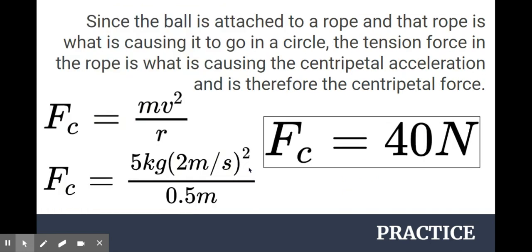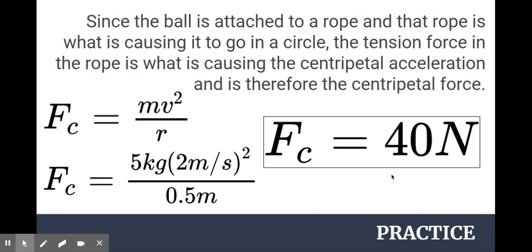So, since the ball is attached to a rope, and it's the rope that's causing it to go in a circle, then that tension force that's in the rope is what's causing the centripetal acceleration. Therefore, tension is the centripetal force, all right? So, if we take our centripetal force equation right here, and we input all of our known values, do the math, you're going to come out to get 40 newtons. That's the value of your centripetal force, and it is towards the center because tension is a centripetal force in this situation.